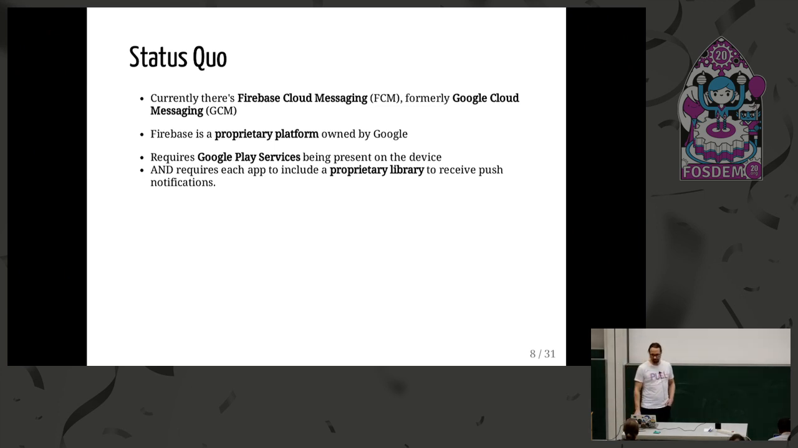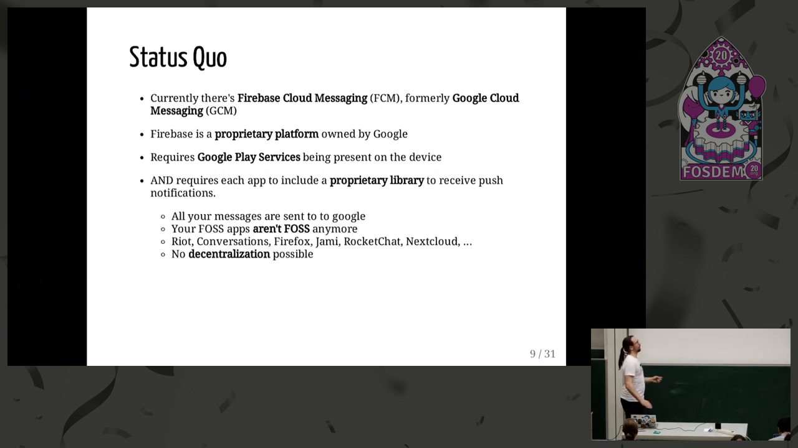For once, it requires Google Play services being present on the device, which is the non-free part of Android. It also requires every app that wants to register for push notifications to include a proprietary library distributed by Google. So that actually means when you get apps you thought were free on the Google Play Store, which do Google Cloud Messaging, they're not actually free software because they include a proprietary library or multiple ones. Well, that means all your push messages are sent through Google servers. Your FOSS apps aren't actually FOSS anymore. That includes Signal, Conversations, Firefox, Jami, Nextcloud, RocketChat, if you get them from the Google Play Store.